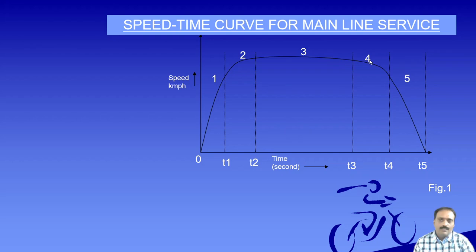During the duration from t3 to t4, the vehicle is allowed to move on its own inertia, which is known as coasting. Here the supply is cut off and the train is allowed to move on its own momentum or inertia. And at point t4 the brakes are applied, and this period is known as the braking period. These are the different parts of a speed time curve that we generally consider for a mainline service.